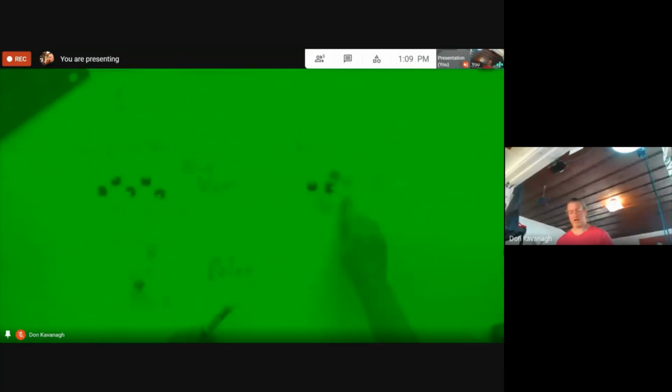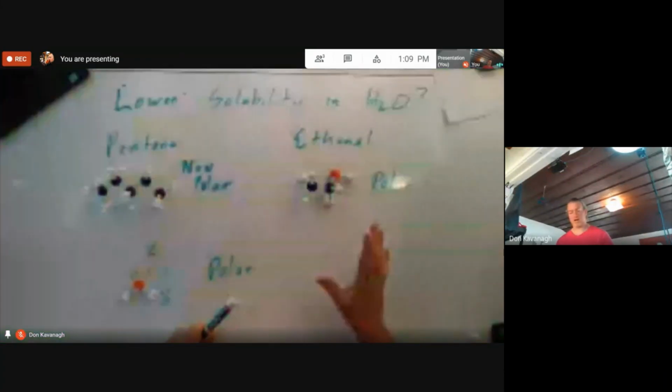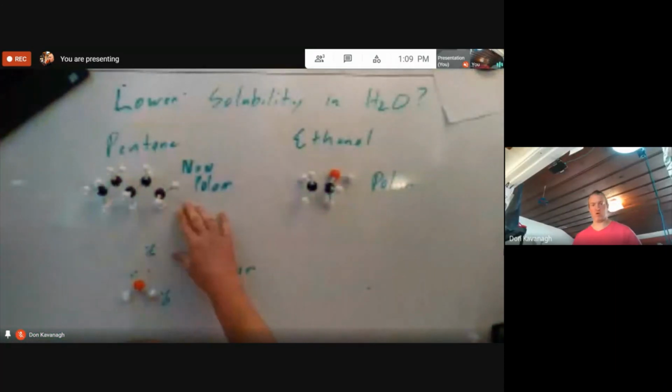So right now it is looking like pentane, the most opposite of water, will have the lower solubility of this pair. I hope this helps.